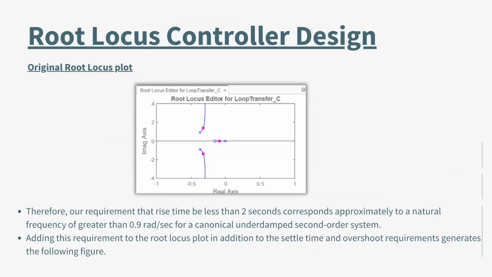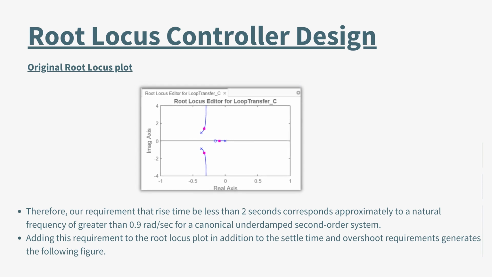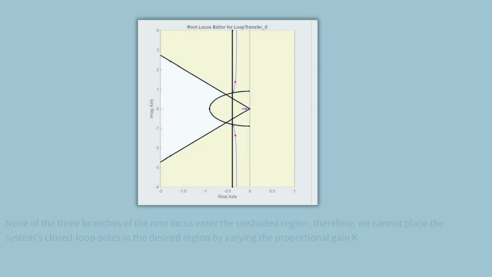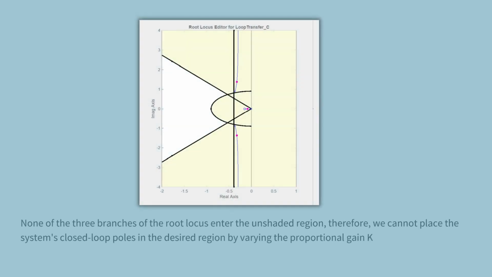So now speaking of the root locus plot, our requirement that the rise time be less than 2 seconds corresponds approximately to a natural frequency of greater than 0.9 radians per second for a canonical underdamped second order system. Adding this requirement to the root locus plot, in addition to the settling time and overshoot, generates the following figure. Now, if we take a close look at the figure, it is clear that none of the three branches of the root locus comes in the desired region.